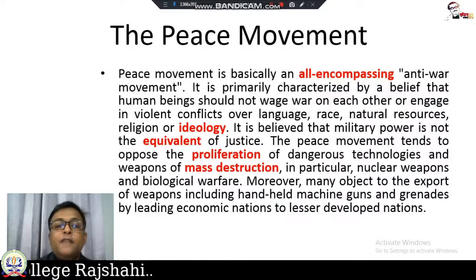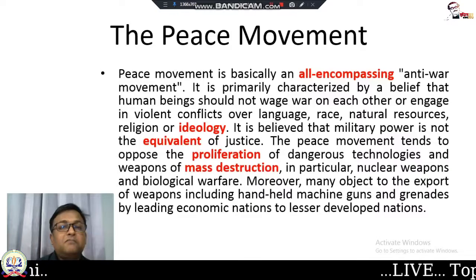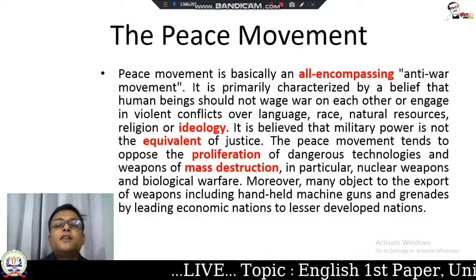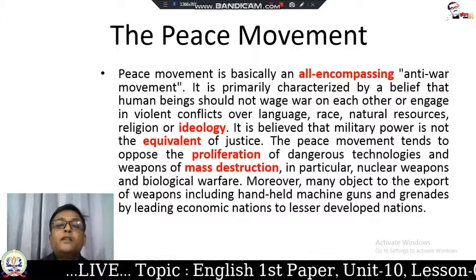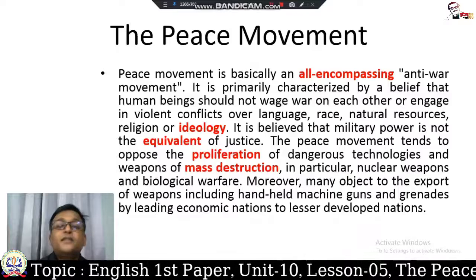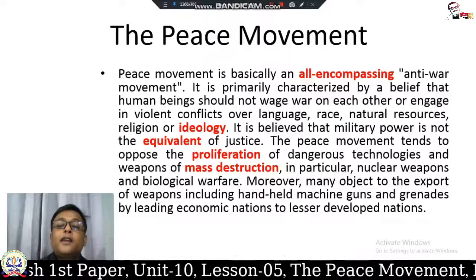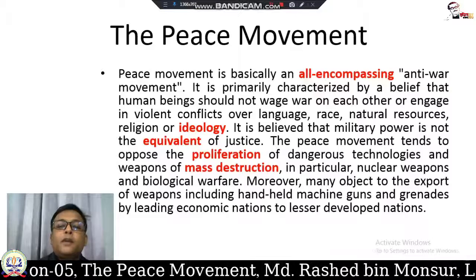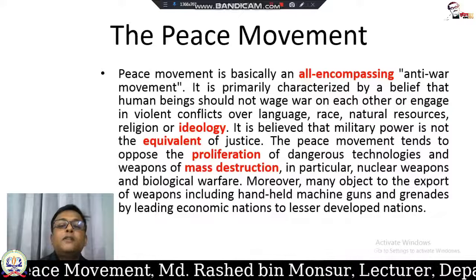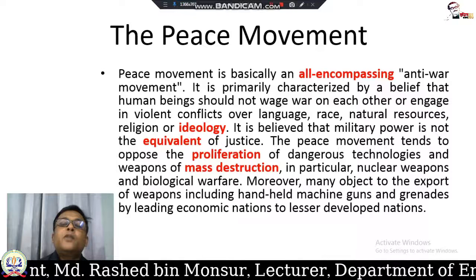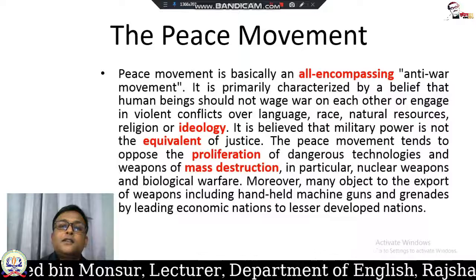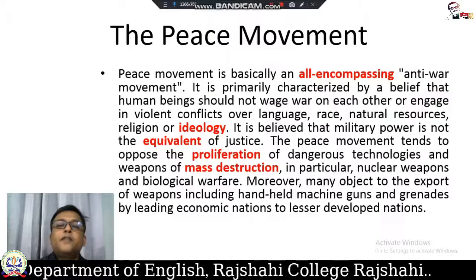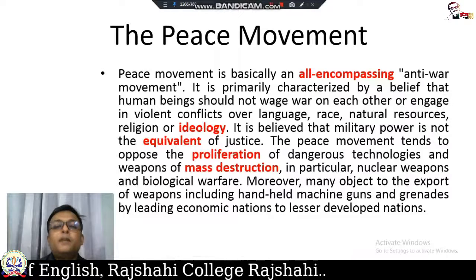Now, in the next sentence, it is believed that military power is not the equivalent of justice. Okay, this is really important. Military power is not equivalent of justice. So you cannot always bring peace with machine guns. You cannot always bring peace through war, and military power cannot be an equivalent to justice. Justice can be done without military power. Justice can be done without the use of arms, without the bloodshed, without killing people, without war. So justice is a very important word, and we can bring about justice without the use of military power. And justice is always better than the use of military powers.